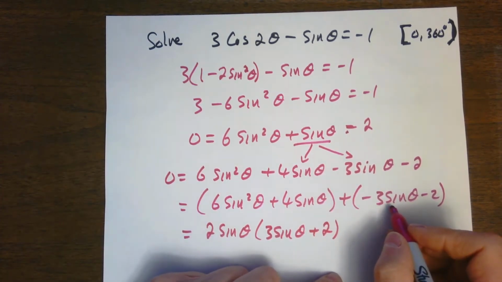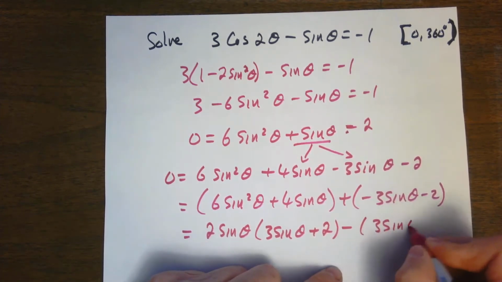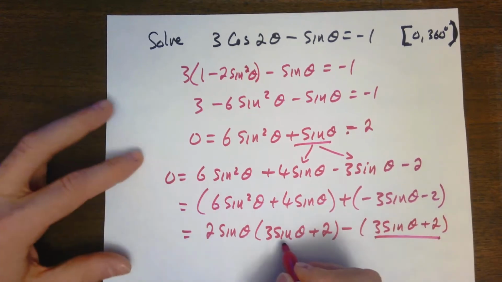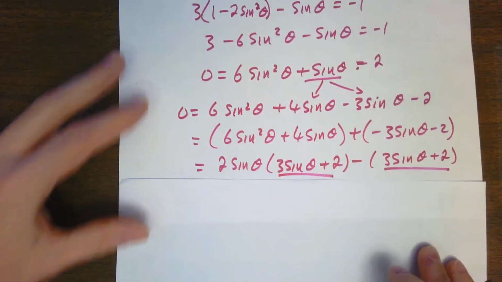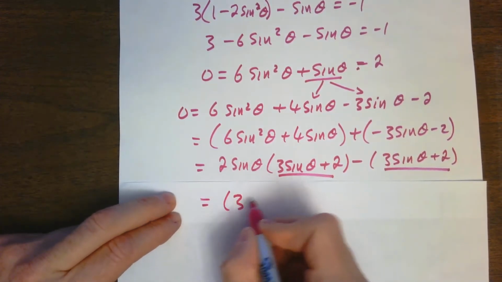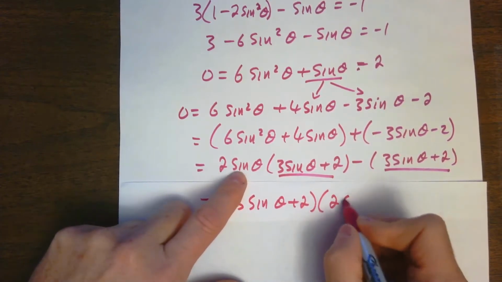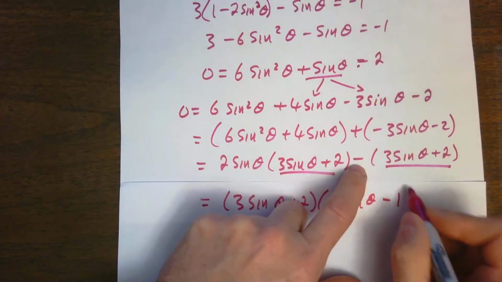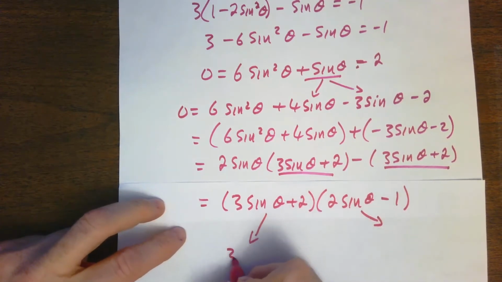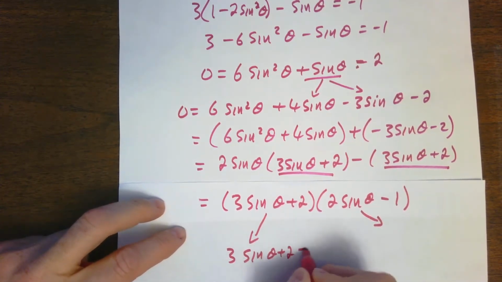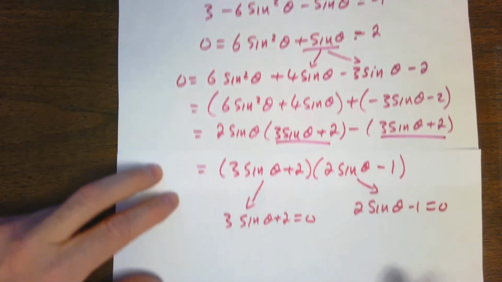What can I factor out of this group? Well, not much. I can factor out a negative, and I'm left with 3 sine theta plus 2. They are the same, which means I can factor that out. And I get 3 sine theta plus 2 times 2 sine theta minus 1. Factored. Set each factor equal to 0. 3 sine theta plus 2 equals 0. And 2 sine theta minus 1 equals 0.